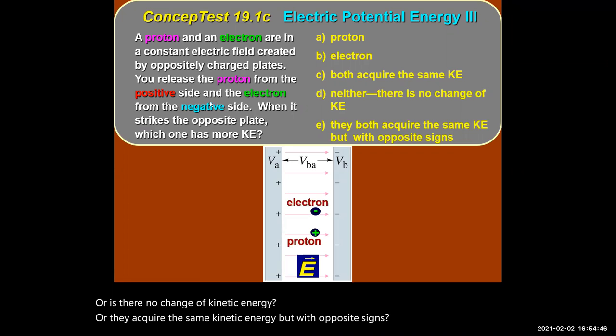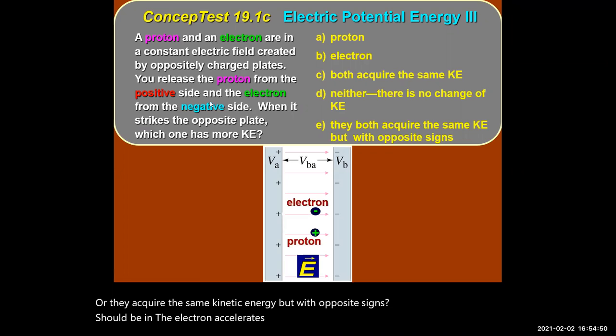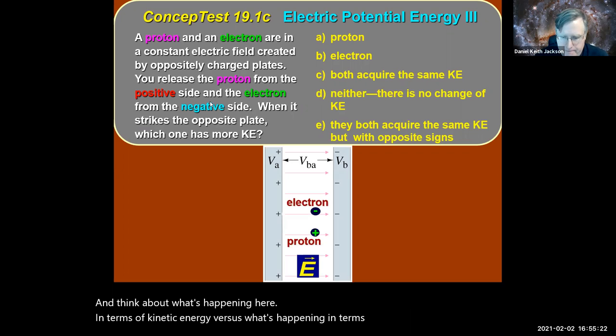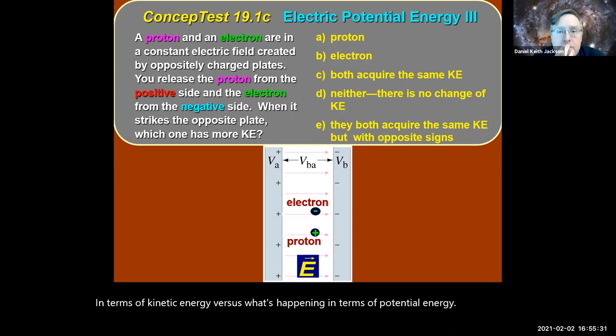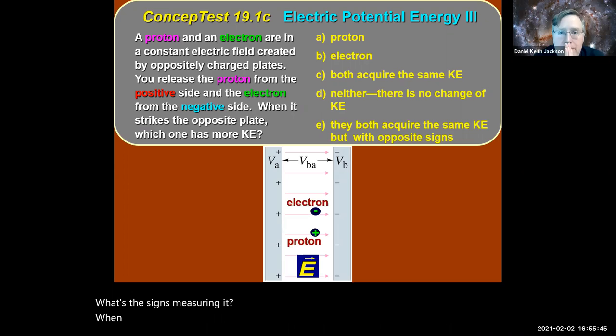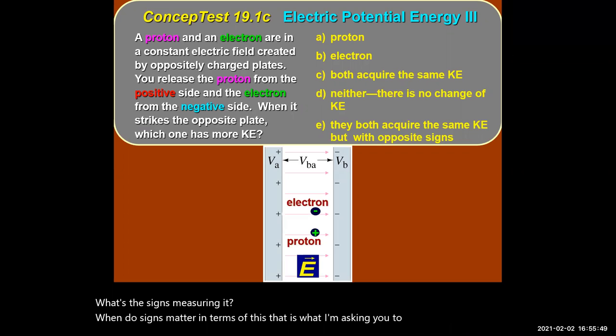So if the electron accelerates faster, would its velocity also be greater? Yes. But the proton has much more mass. You got it. Okay. So go back to the idea of conservation of energy. And think about what's happening here in terms of kinetic energy versus what's happening in terms of potential energy. Would the signs matter in terms of this? That is what I'm asking you to know. To be able to consider.